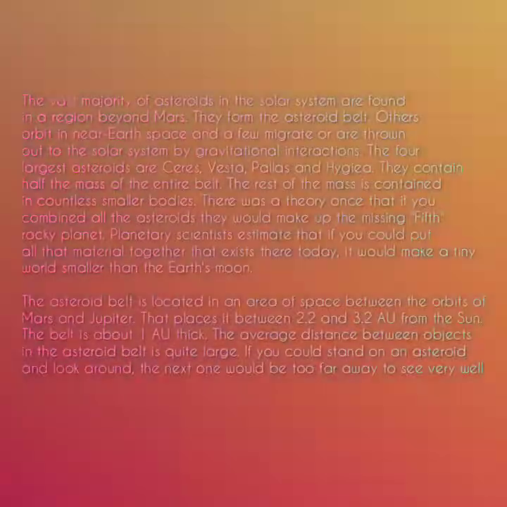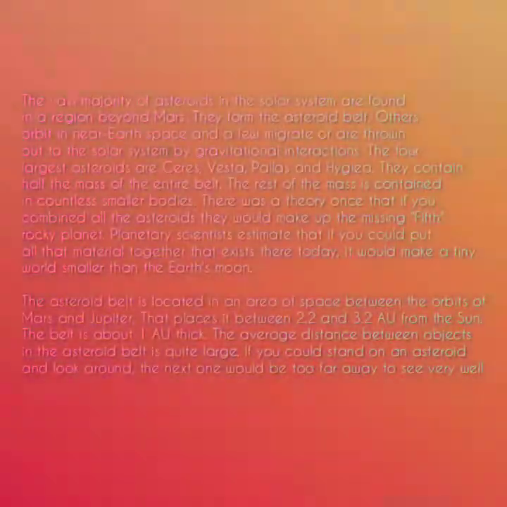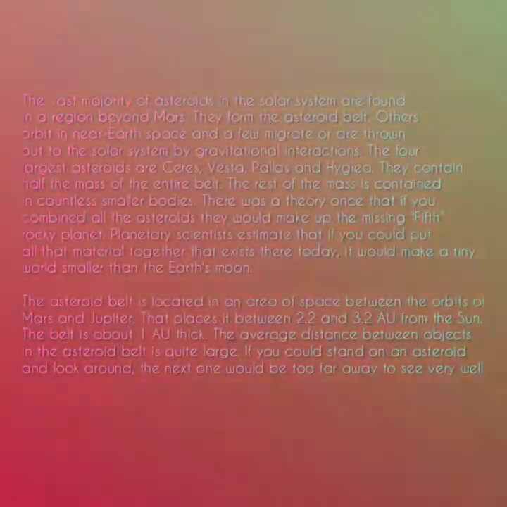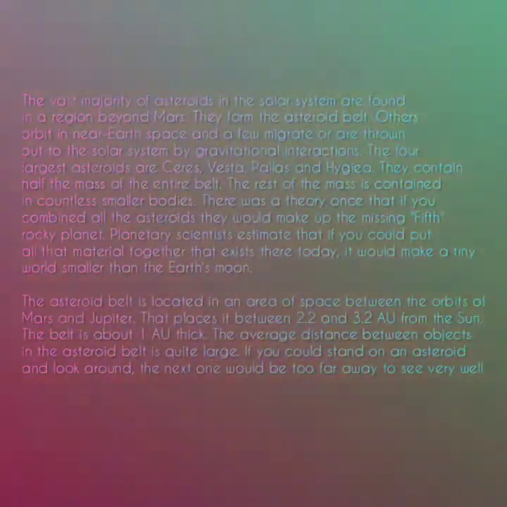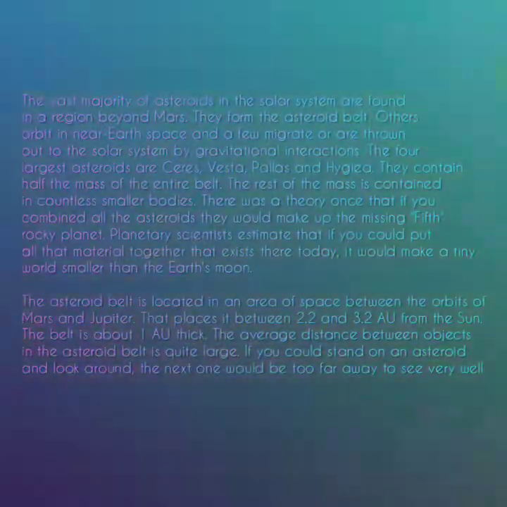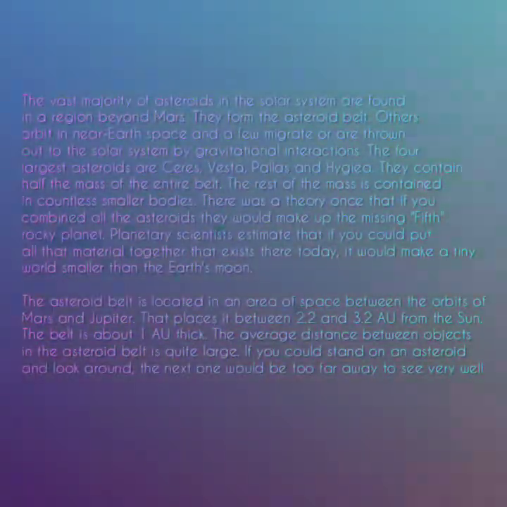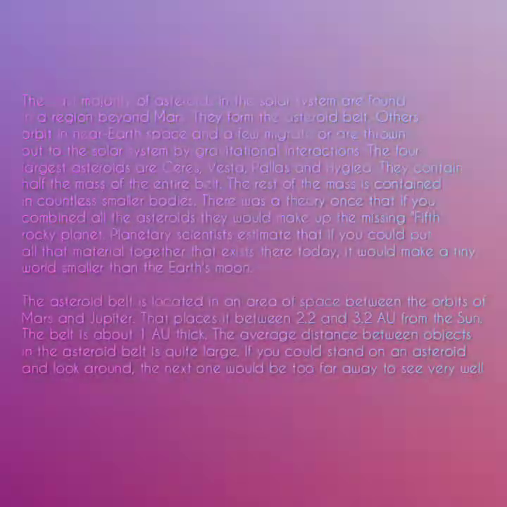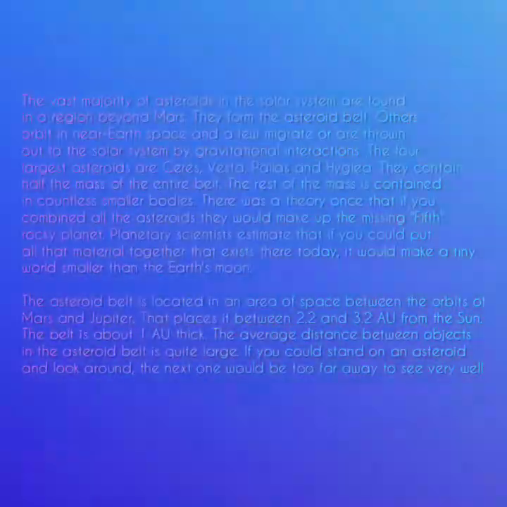The asteroid belt. The vast majority of asteroids in the solar system are found in a region of the solar system out beyond Mars. They form the asteroid belt. Others orbit in near-Earth space, and a few migrate or are thrown out to the outer solar system by gravitational interactions. The four largest asteroids in the belt are Ceres, Vesta, Pallas, and Hygieia. They contain half the mass of the entire belt. The rest of the mass is contained in countless smaller bodies.